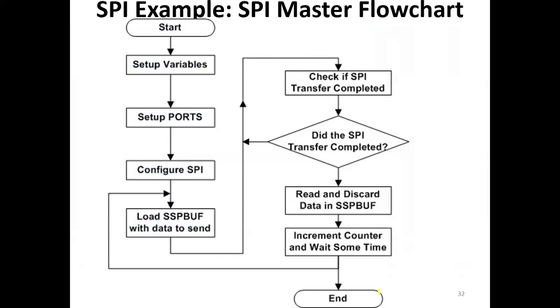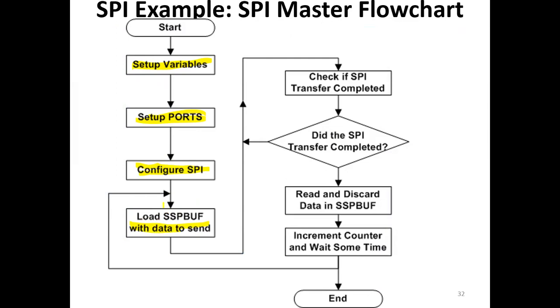So let's see the flow chart of the master. Okay, so we need a program for the master and a program for the slave. So this is the flow chart of the master. We have to start. We have to make the configuration, set up the variables, set up the ports. We have to make the configuration of the SPI. Now we have to load the SSP buffer with the data to send. The data to send is the value of our counter.